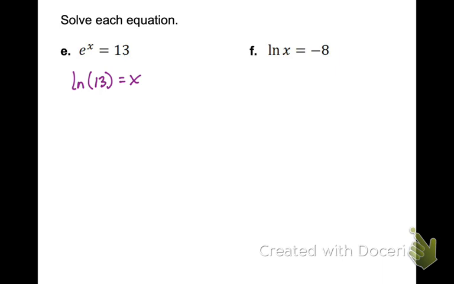Natural log of x equals -8. E of -8 equals x. E to the -8 means this. Because e means to multiply, yes? Am I done? No. 1 over e to the 8. 1 over e to the 8th.